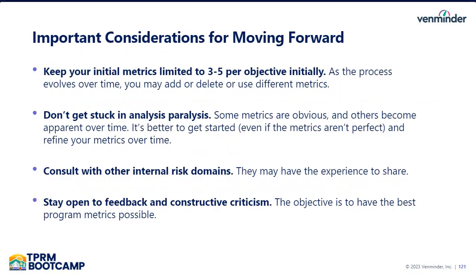Okay, I know we've covered a lot, but here's just some things to keep us moving forward and keep us grounded. Just keep those initial metrics limited to 3 to 5 per objective initially. We do not want to report on everything, the whole kitchen sink. We really want to limit it to what is most relevant and tells the right story. That means let's not get stuck in analysis paralysis. Some metrics are really great. Some are not so great, and sometimes you don't really know until you're using them over time, and then you may need to refine them, and that's okay.